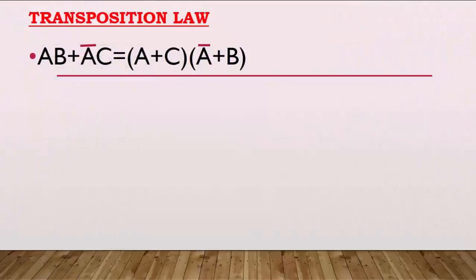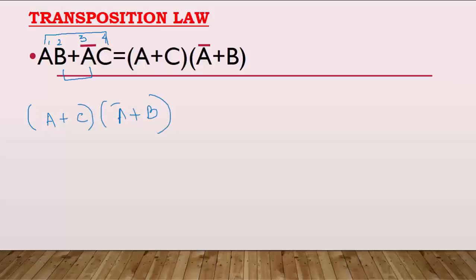Now we have the transposition law. Transposition law is first and 4, and 2 and 3. So we name it 1, 2, 3 and 4. So you'll get a plus c, a bar plus b.